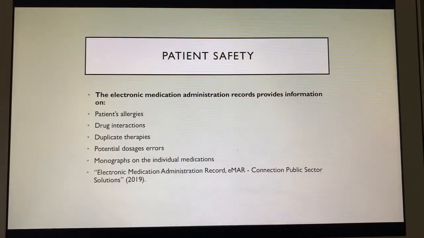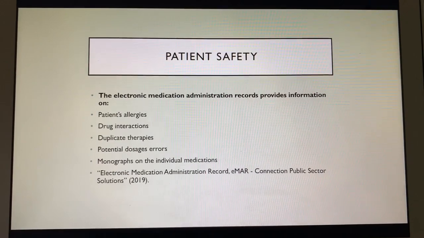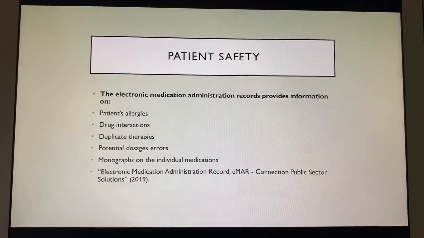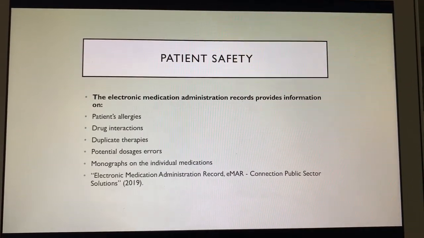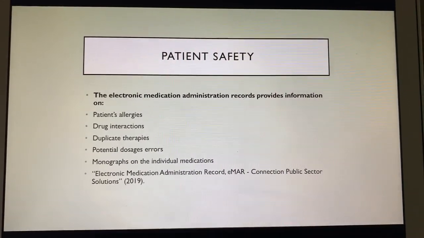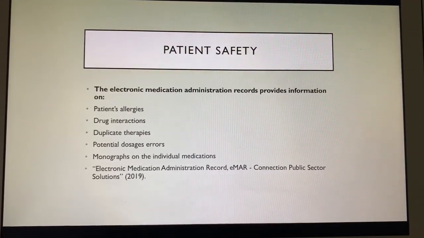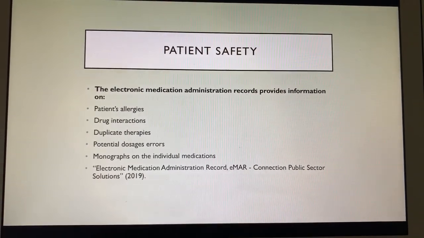Another thing that's very helpful on the electronic medication administration record is that it provides monographs on each individual medication. So when the nurse goes to give that medication, if he or she is unaware of what that medication is for or how to give it, she can click on the monograph, and they are very helpful because it gives you the information that you need to know about that medication.